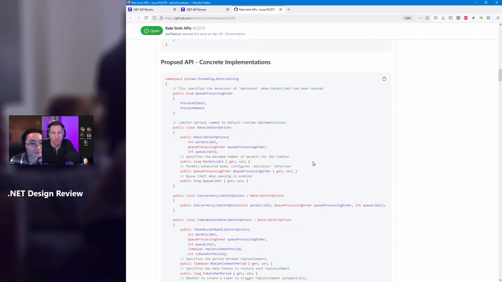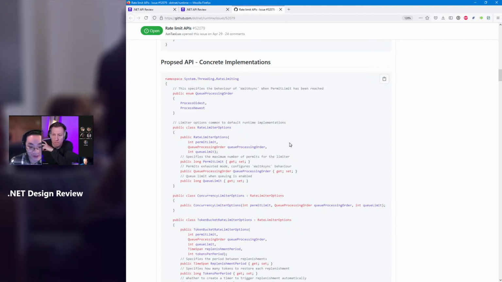Okay, and now that we have a mostly concrete shape, I will ask: do you think that the processing order is something that people really want to think about, or do they generally want oldest first, and it should be a defaulted parameter on all these constructors?